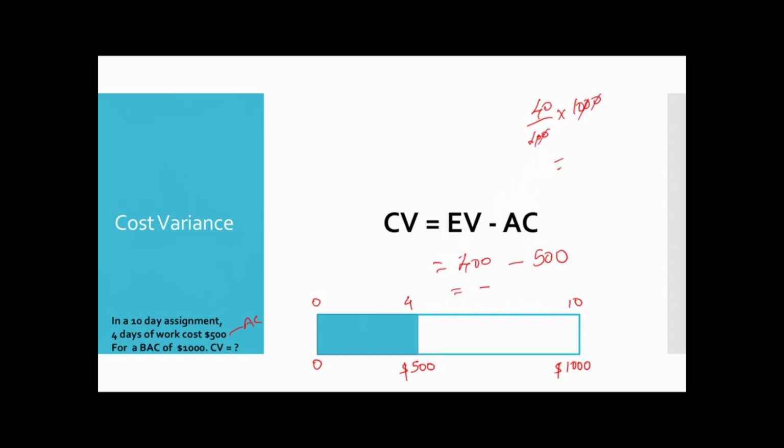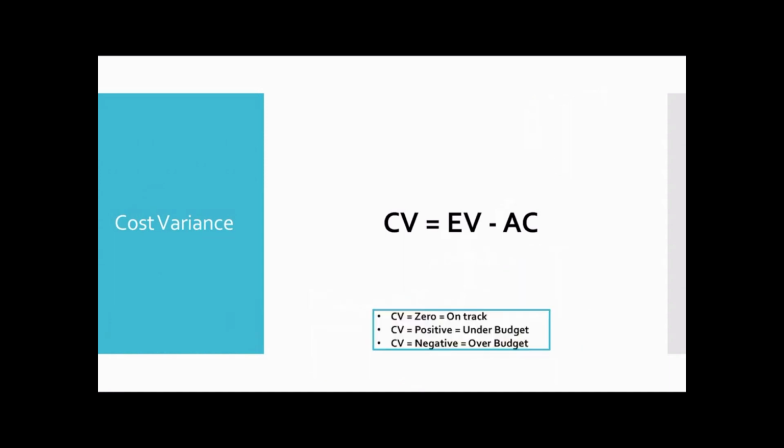Now your cost variance is negative, so you have actually overused your budget. Okay, so you need to go and ensure that you get this $100 from somewhere else. Go and check with your reserves and get that. So that's your cost variance.